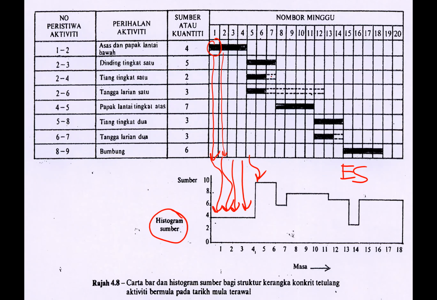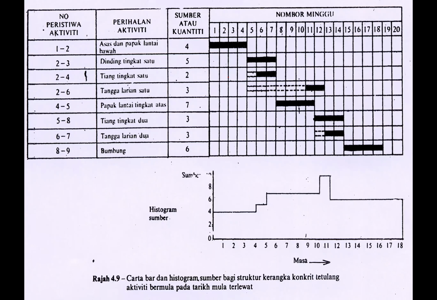Okay, the black bar chart here indicates the early start date. This is the early start date. Early start, early start. Everything is on early start. This is your resource histogram, how it looks. Then you do the same based on late start date.